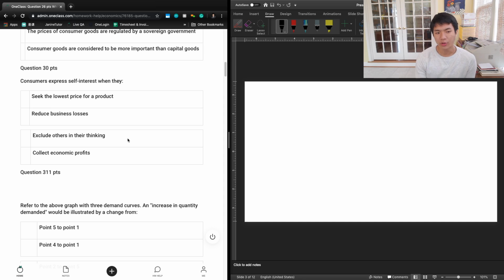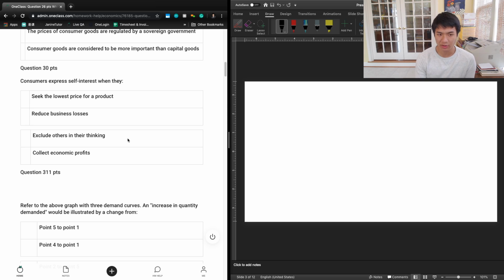And so you might be tempted into thinking that self-interest must mean it's answer choice C, you're excluding others in your thinking. But what it actually means when we say consumers are selfish or self-interested is that consumers make decisions which optimize or maximize their own profit or utility or total benefit, right? And so in terms of the market, the right answer is answer choice A, which is seeking the lowest price for a product.